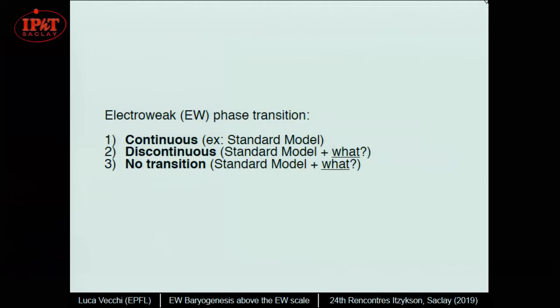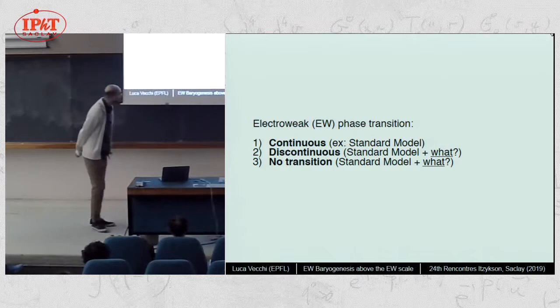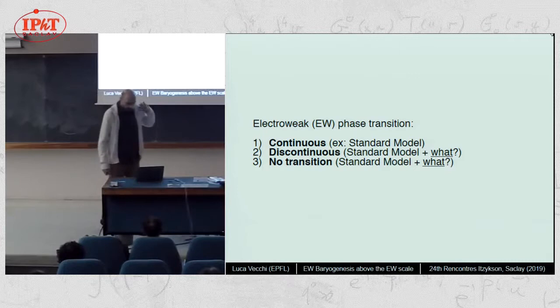So what are the three options that I see? Well, the first option is that the electroweak phase transition is continuous. This is precisely what happens in the standard model. Another option is that it is discontinuous, and in order to do that, you have to add something to the standard model. And I will give you some examples of what you could do. A third option is that there is no transition, that the electroweak symmetry stays unbroken even at finite temperature. Okay, this is another option. I don't see any other options.